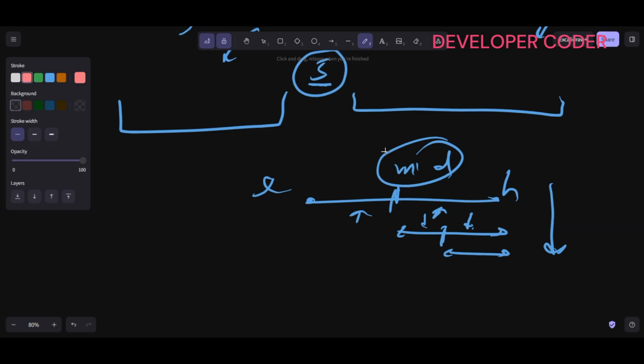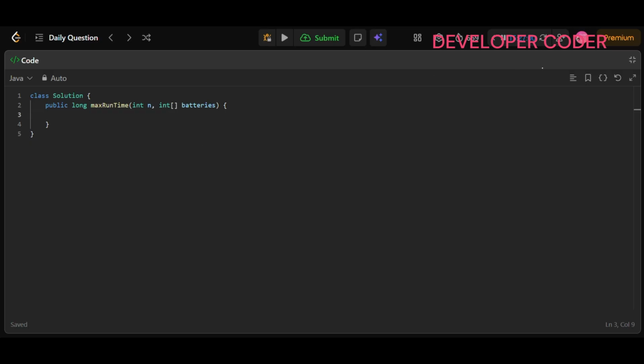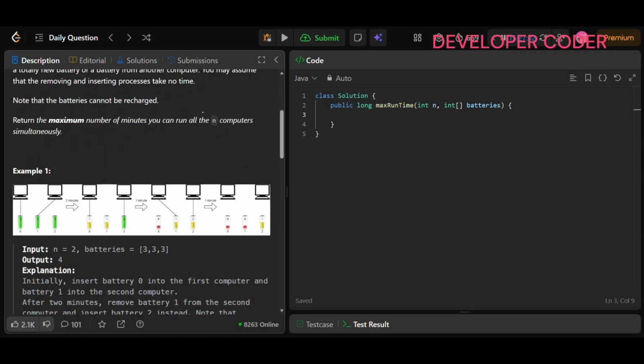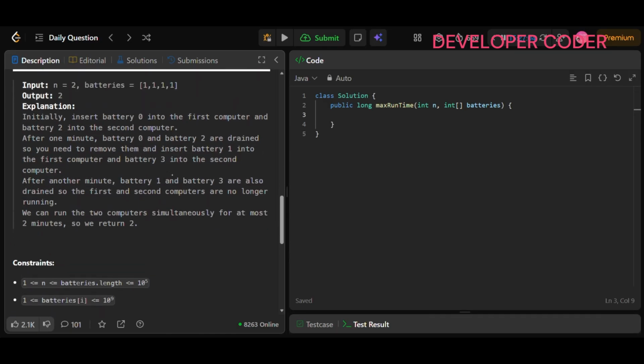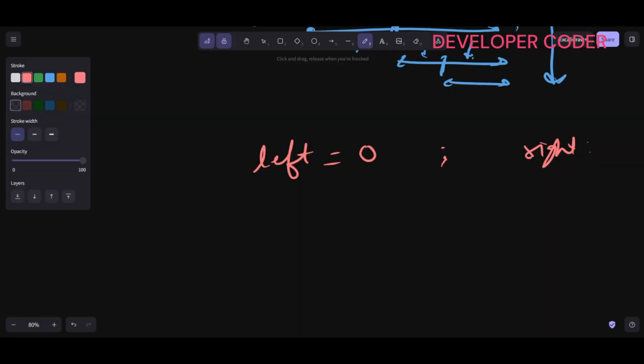Okay, so in binary search you have to take one left pointer, right? And then you have to take one right pointer, right? So left you can take as 0, and right you can take the max value, right? What is the max value here? Let's see. If you see here, max value is batteries of i, right? Batteries of i value is from 1 to 10 raised to 9. So 10 raised to 9 is the max value, right?